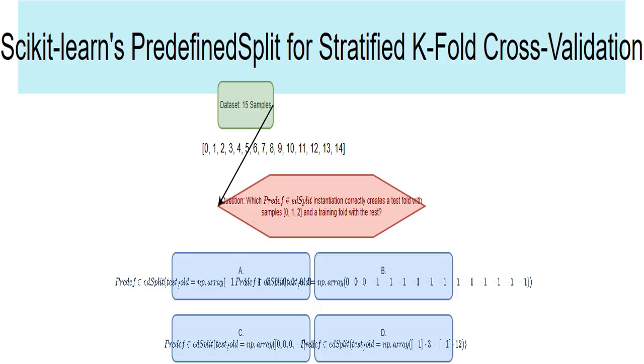This line tells us the important information that the dataset has 15 samples. That is, there are 15 data points that need to be split between training and testing sets.